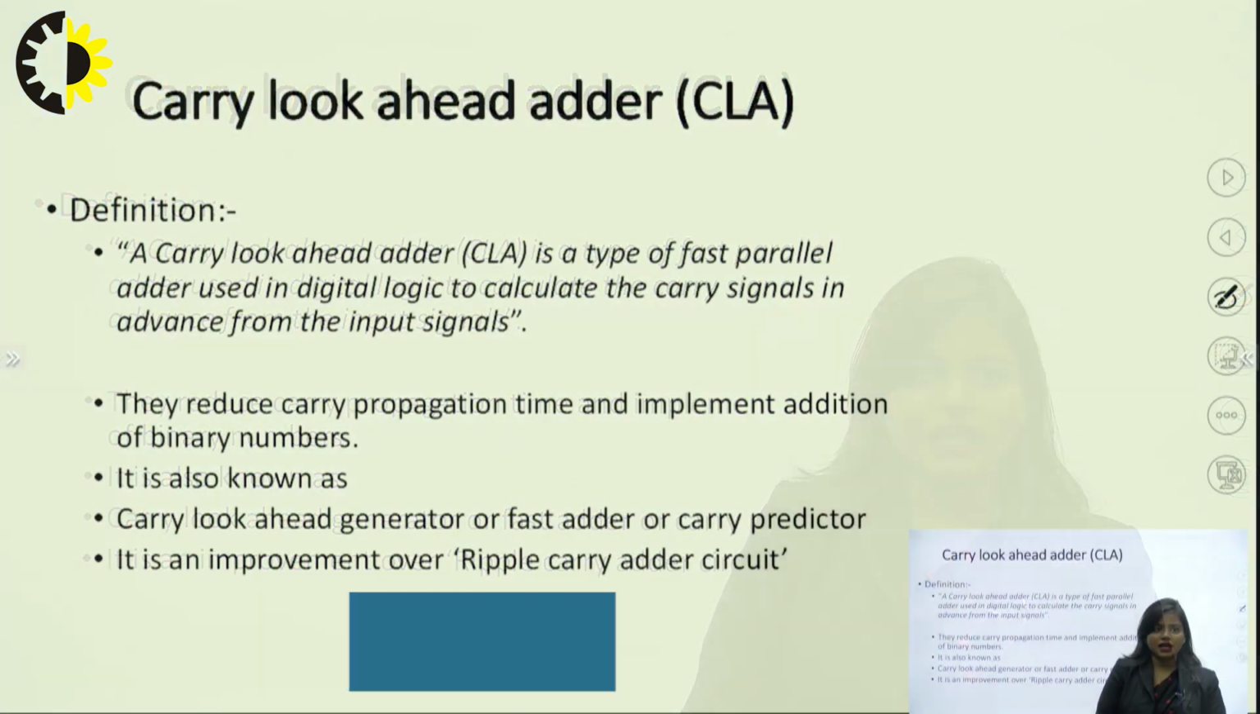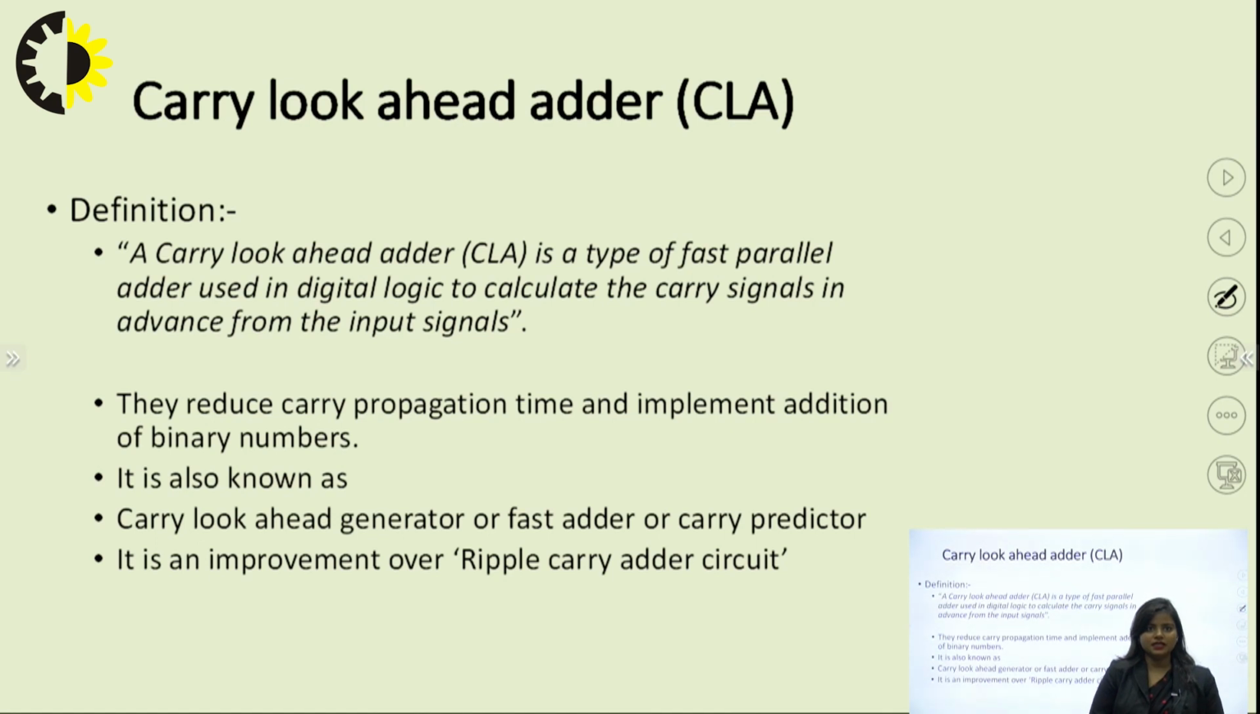Definition says a carry look ahead adder, CLA, is a type of fast parallel adder used in digital logic to calculate the carry signals in advance from the input signal. Let's see what the definition is saying. This CLA is a type of fast parallel adder.